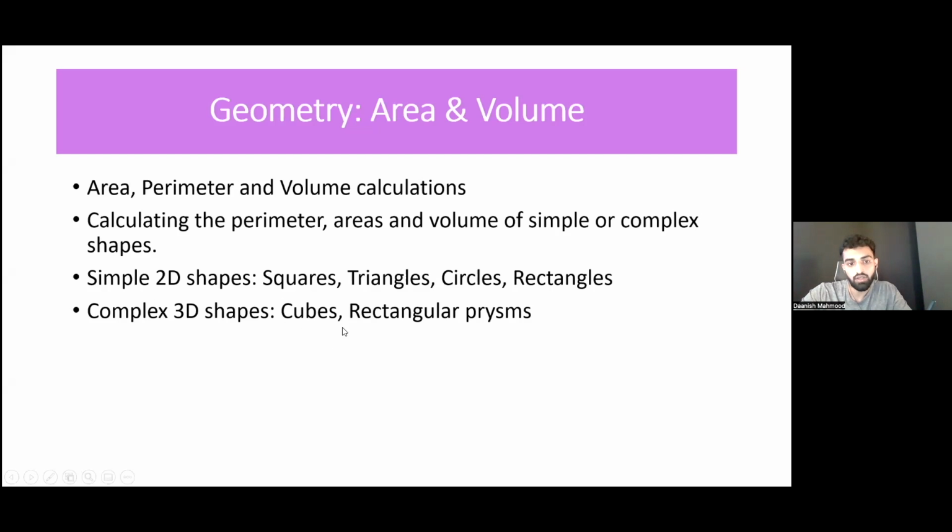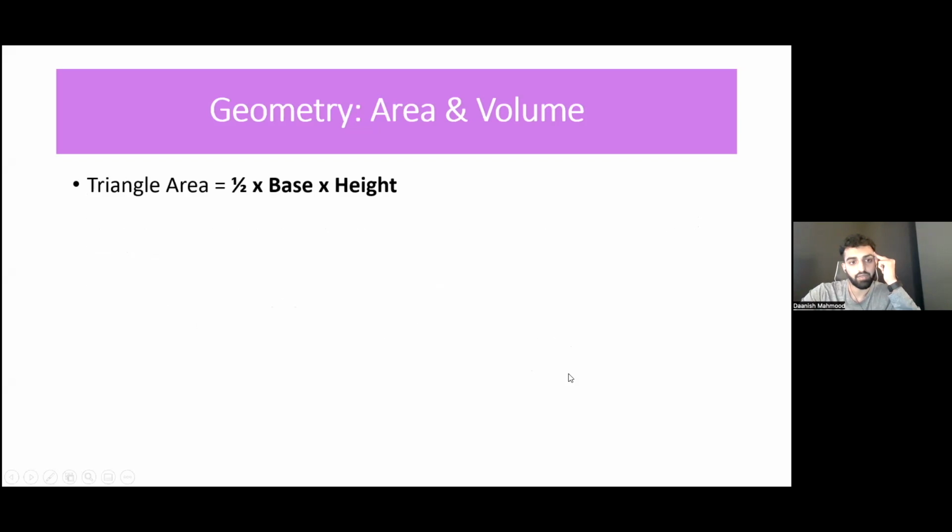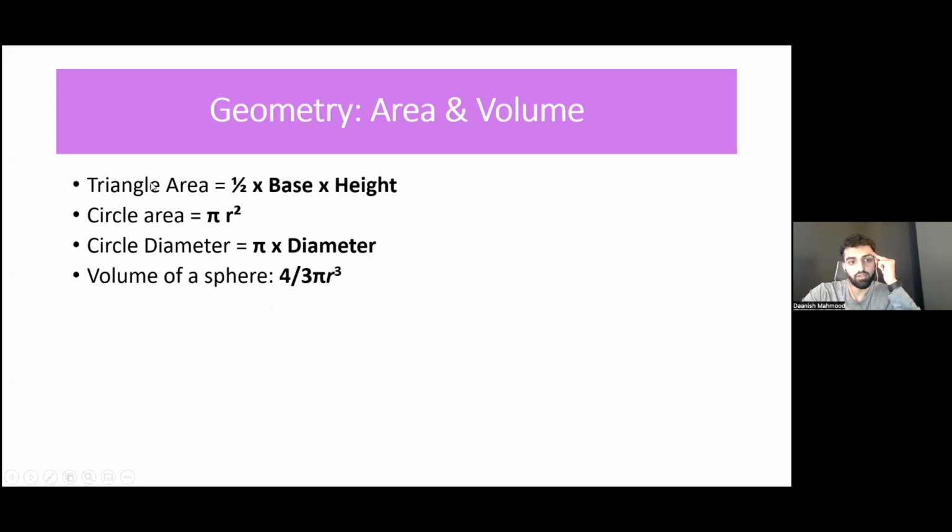Complex shapes are cubes, rectangular prisms, cones as well. I think I've actually written them out on the next slide, which ones. So you need to know the formulas to calculate the area and volume of common shapes like a sphere, the area of a triangle, and a cone. So these are the different formulas you should know. Basically, I think sometimes they give you them, but for a circle's circumference and a circle's area, it's not common for them to give that in the question. Volume of a sphere, maybe they'll give you this, not always. So this is something you simply need to make sure you remember. And for the triangle's area, it's a half times the base times the height.